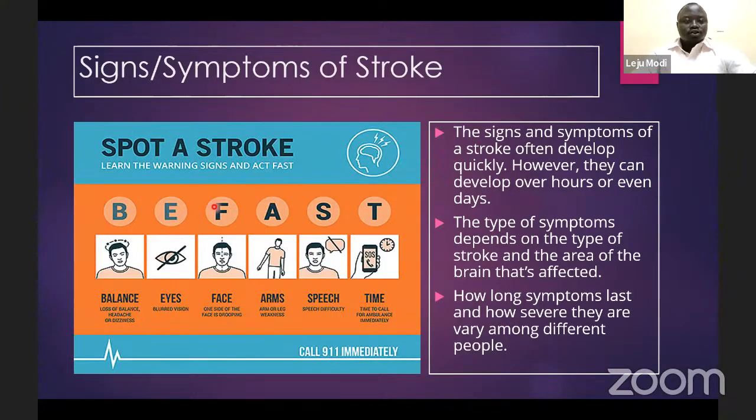So if somebody has had a stroke, how would you identify? I like this picture here. It says spot a stroke. You learn the warning signs.